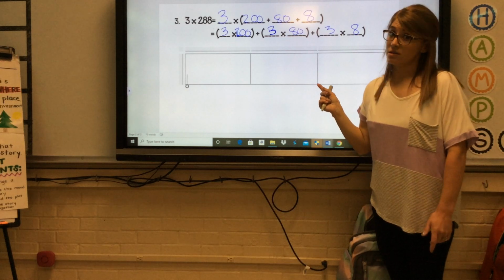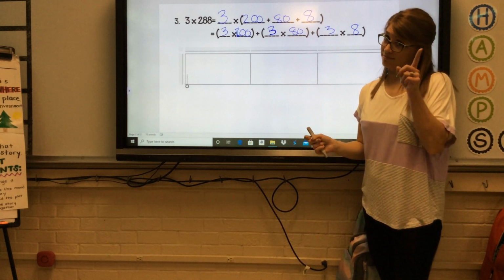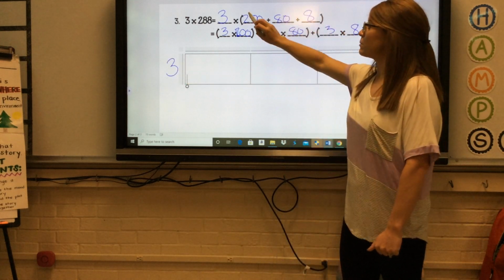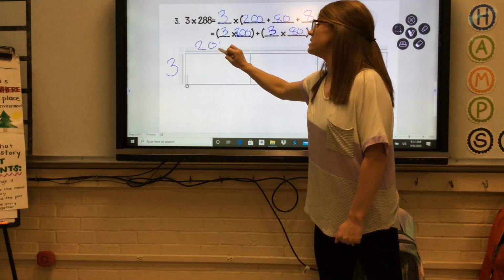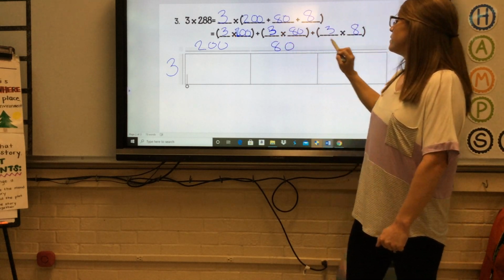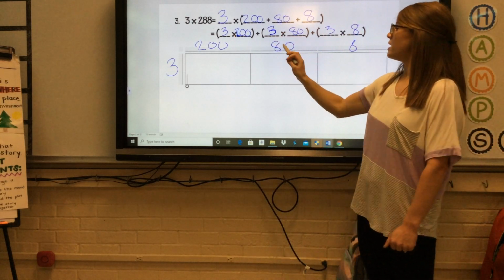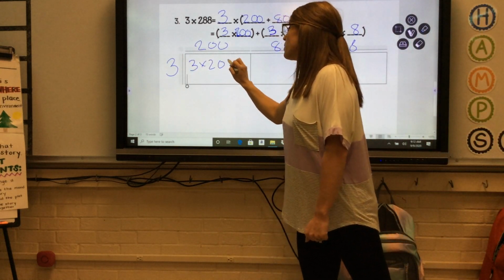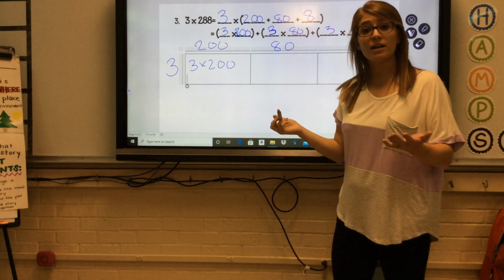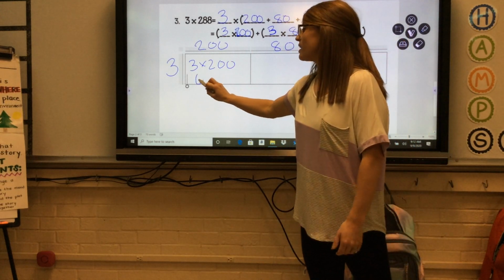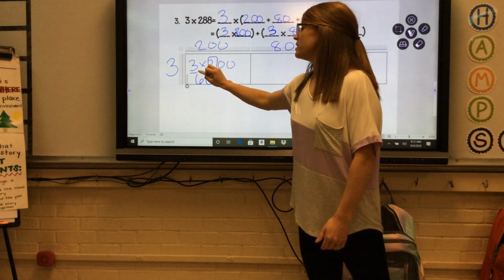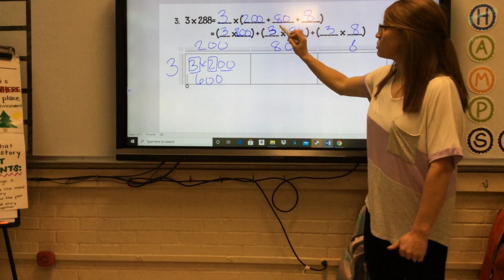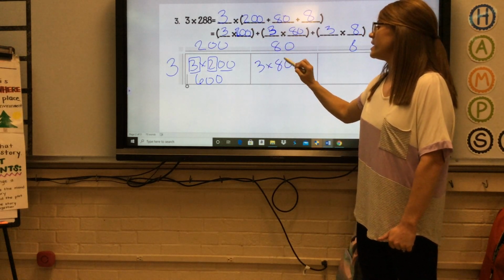I'm going faster on this one because remember, you were supposed to already work this one out. All right, 3 is going to go on my side here, and then I'm going to take each of my values and put them on top. 288. 3 times 200 is going to go in this first box. 3 times 200 is? Very good. You should have gotten 600. 3 times 2 is 6, and then you add those 2 zeros. Great job.